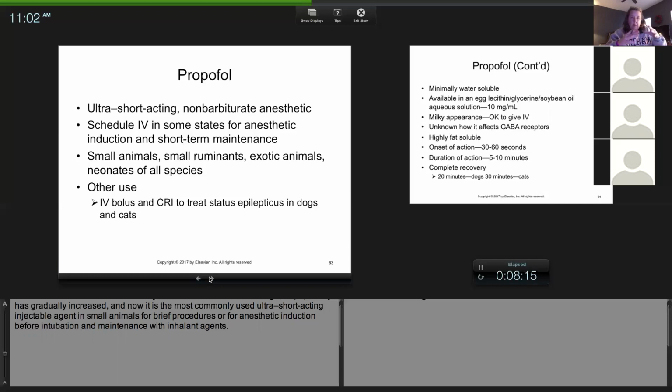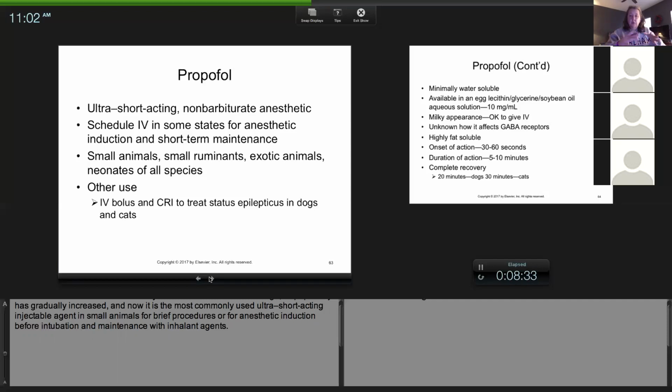I'm going to talk about barbiturates because they'll be on the board exam, but you guys won't use barbiturates in practice. But they kind of compared all these drugs based on barbiturates. So it's called an ultra short acting non-barbiturate anesthetic.